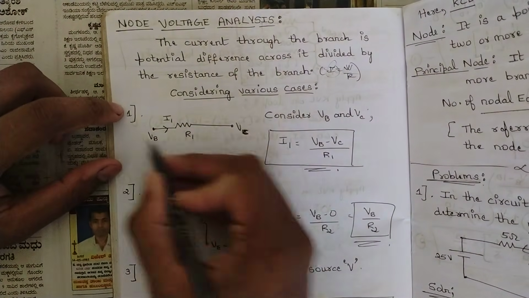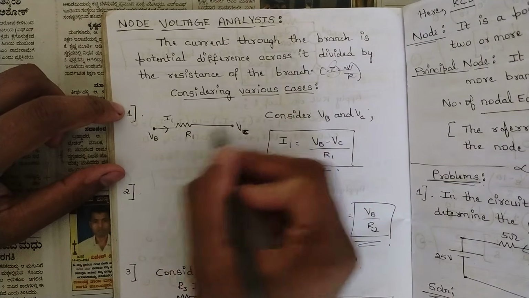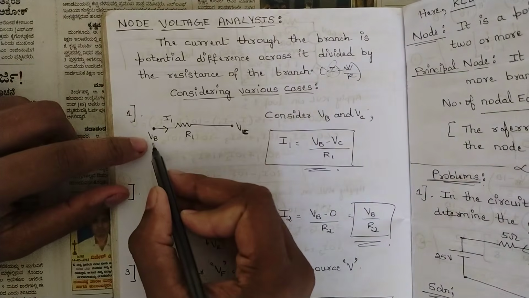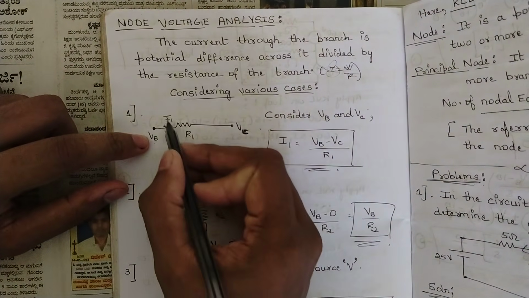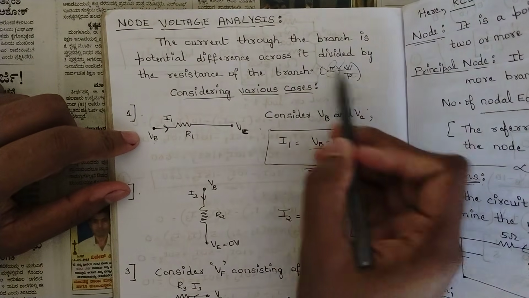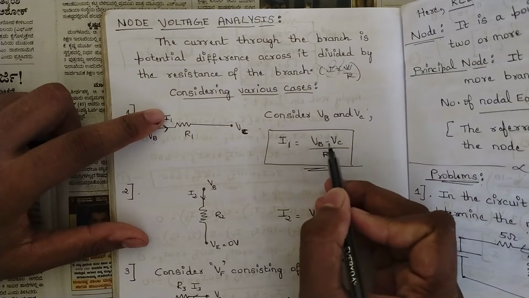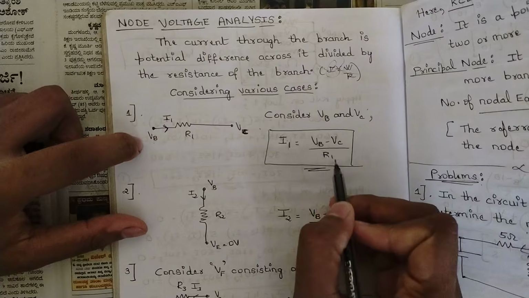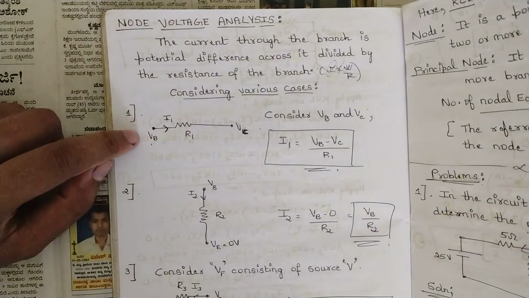Here we have one branch. Between the two terminals we have one resistor, named R1. The two terminals are named VB and VC, and the current flowing through it is named I1. So consider VB and VC. Use this condition: the current I1 is equal to VB minus VC divided by R1.